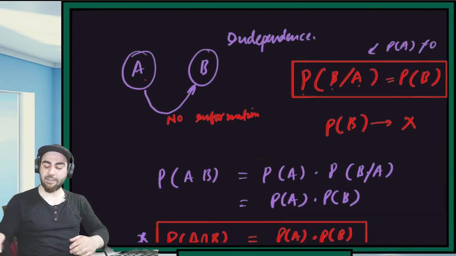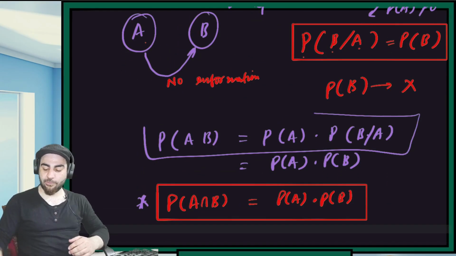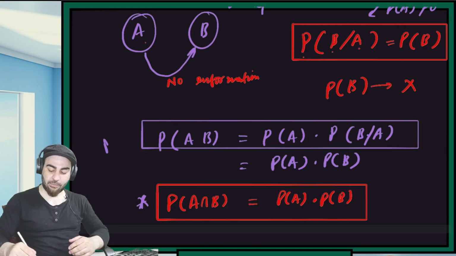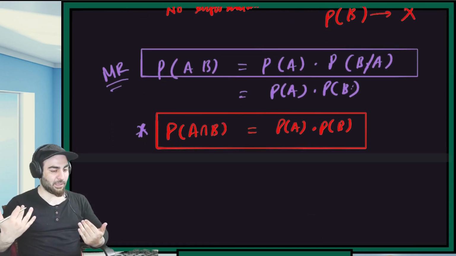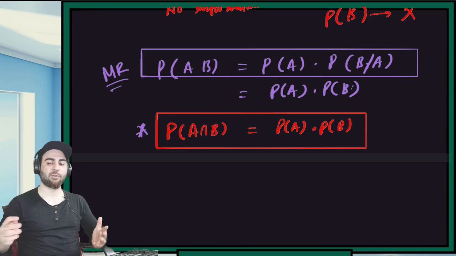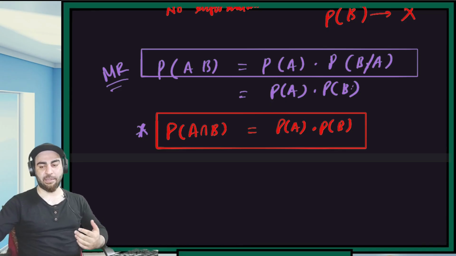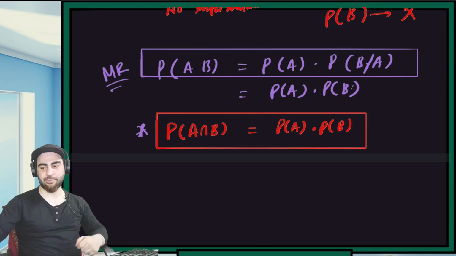So clearly this definition comes from here. This is the multiplicative rule, and from this I just substituted this, and I got this. So if you have to now prove two events are independent, you have to prove this, and then it will be clear that these two events are independent. Any questions on this definition? Any questions?